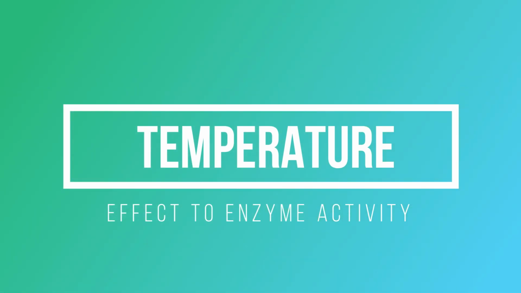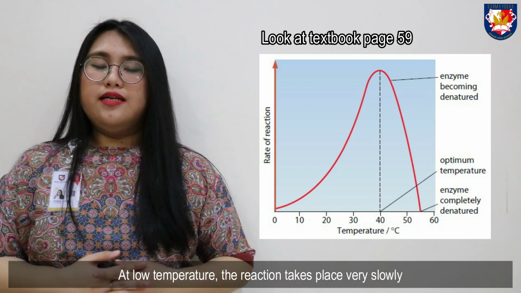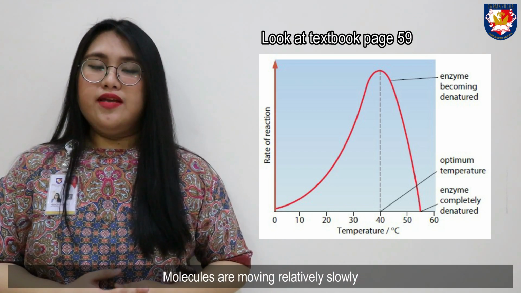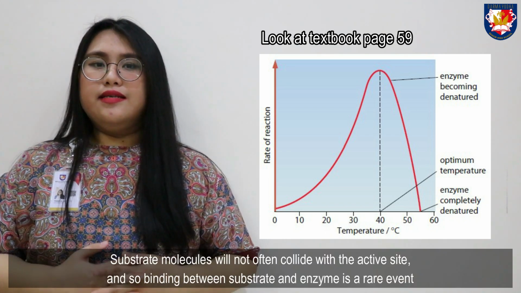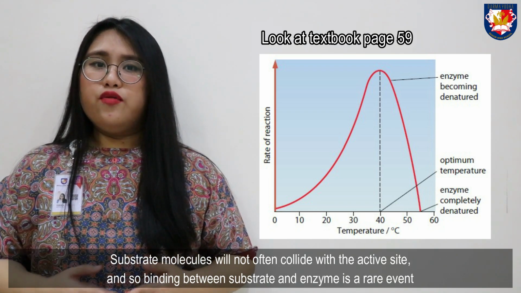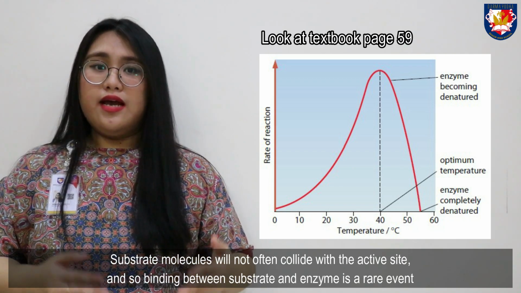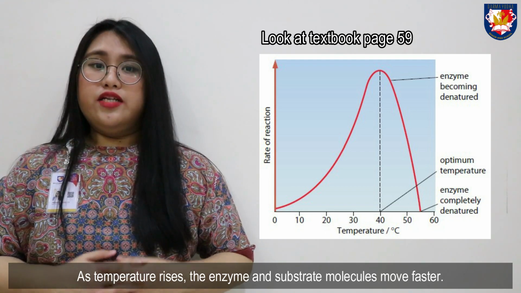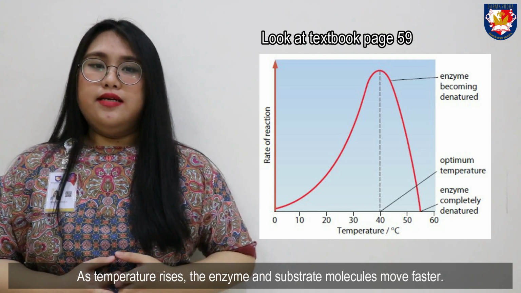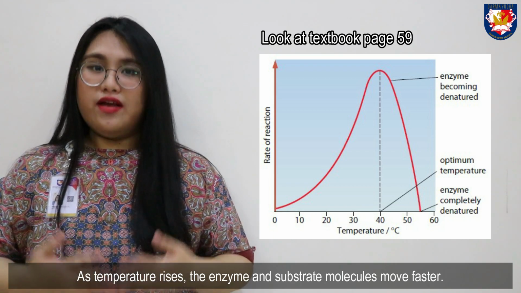Now, let's take a look at the effect of temperature on enzyme activity. Look at this picture. At low temperatures, the reaction takes place very slowly. This is because the molecules are moving relatively slowly. The substrate will not often collide with the enzyme active site, so the binding between the substrate and the enzyme becomes a rare event. But as the temperature increases, the movement of the enzymes and substrate becomes faster.